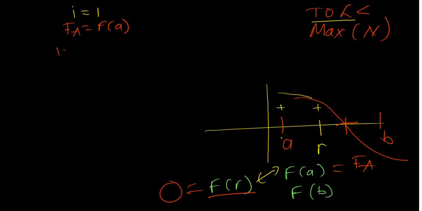So let me just use a different class. While our I is less than or equal to the maximum number of iterations, what are we going to say? Let our R be equal to what? We'll try to find the midpoint. The midpoint is (A plus B) over 2.